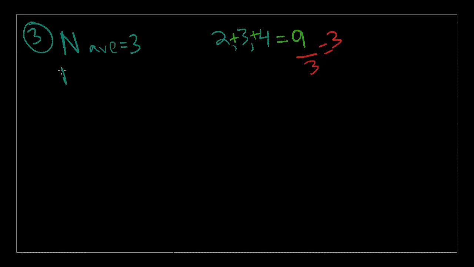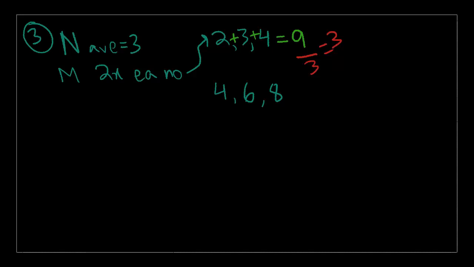Set M is a set that is generated by doubling each number of set N. So all these numbers here. So what is set M going to consist of? Well, it's going to consist of 4, 6, and 8. So it asks, what is the average of the numbers in set M?